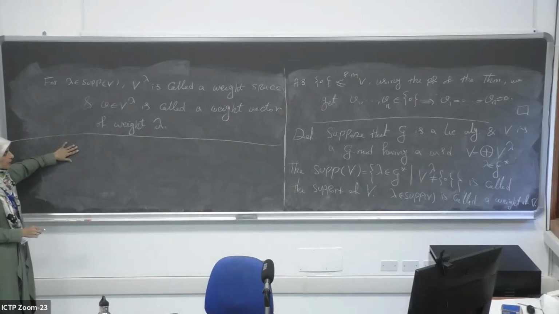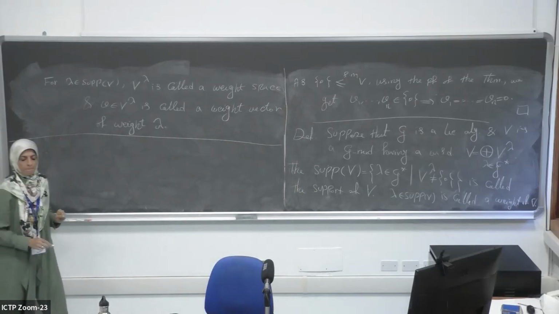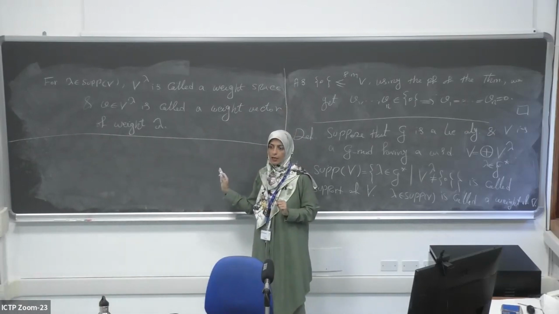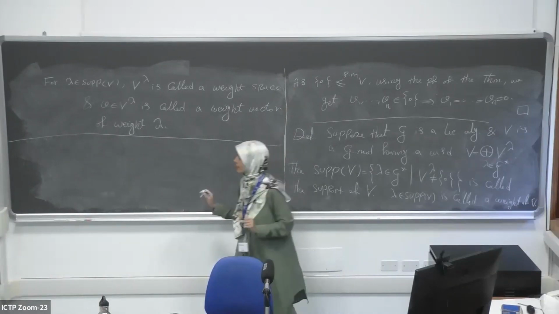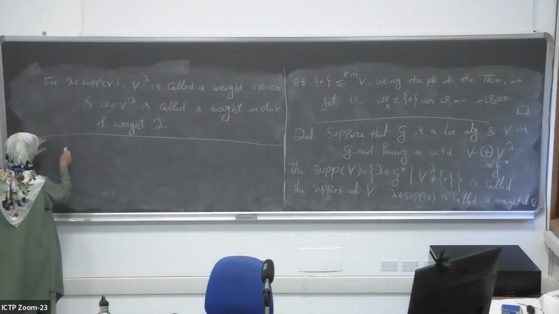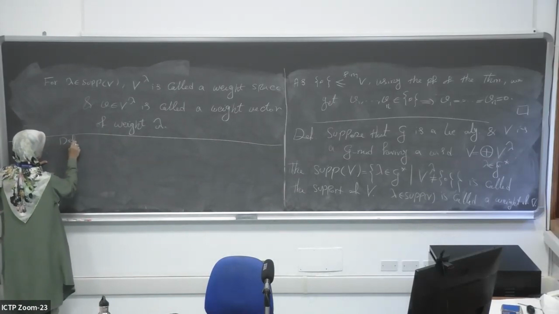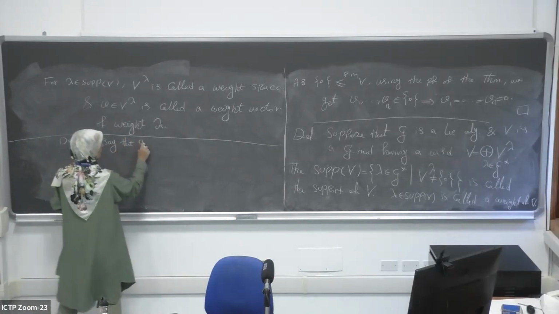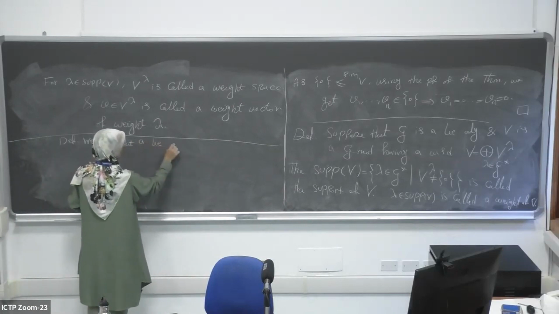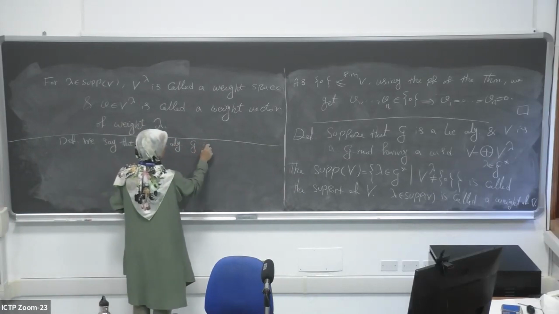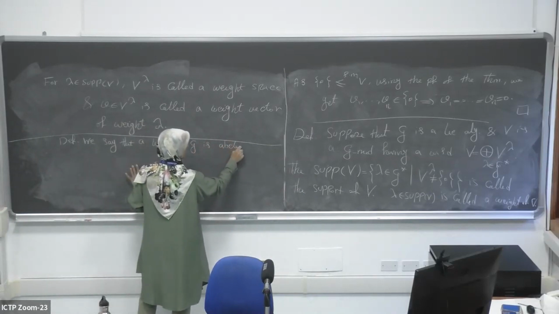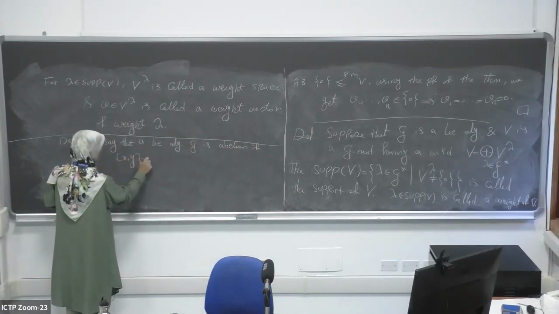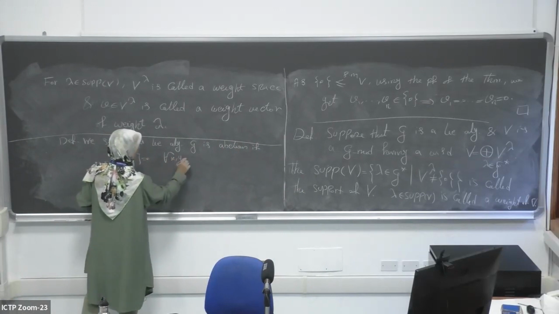Another thing that I want to talk about is something about representation of abelian Lie algebras. First of all, we say that a Lie algebra G is abelian if the bracket of x, y is 0 for all x, y belonging to G.